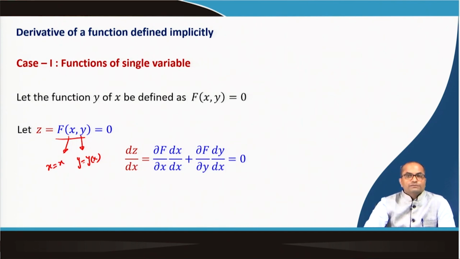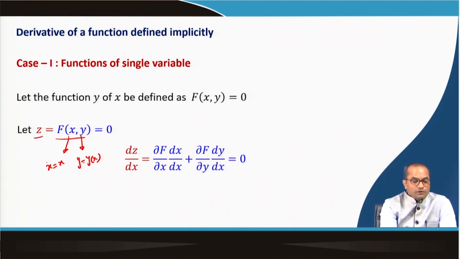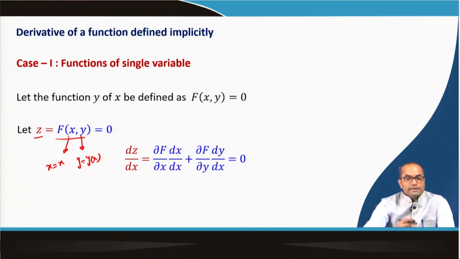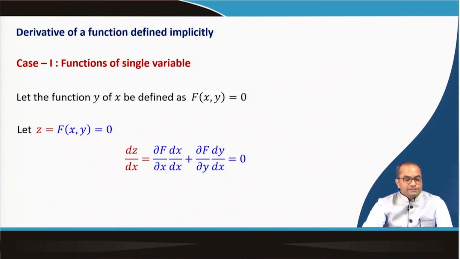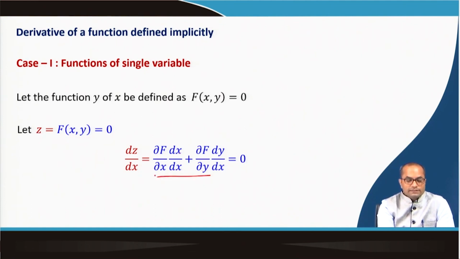So, this z is a composite function of x, because x is given there and y is a function of x. So, this is a composite function of x. So, we can apply that rule there: del f over del x times dx over dx, plus del f over del y with respect to this, times dy over dx.